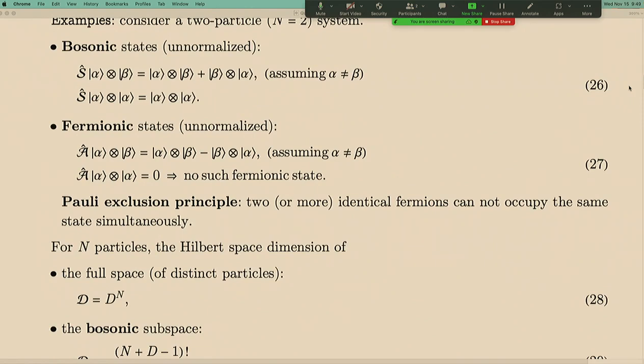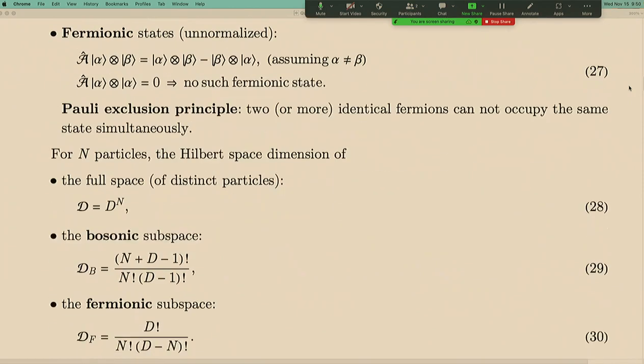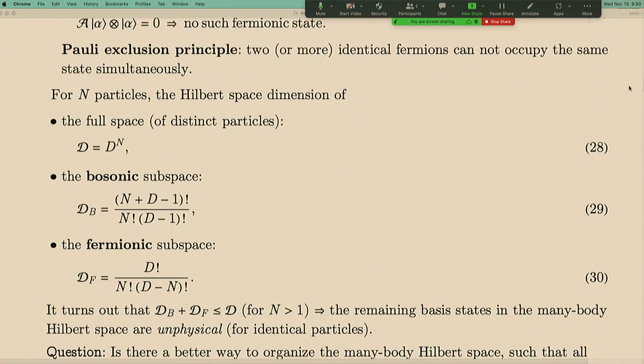But if you really count how many bosonic states there are in a many-body system, or how many fermionic states, there's some counting which I don't want to go through. Eventually you will find that the number of bosonic states and the number of fermionic states added together, in most cases, doesn't saturate the full total number of states. That means there's some state in the many-body Hilbert space which is neither boson nor fermion. So we will deal with this subtlety maybe next time.